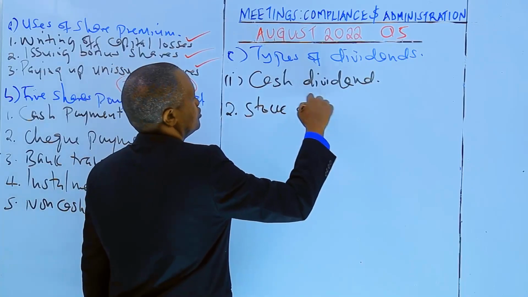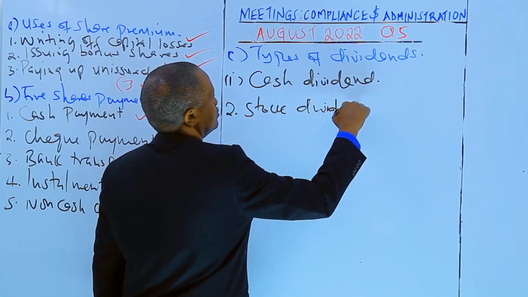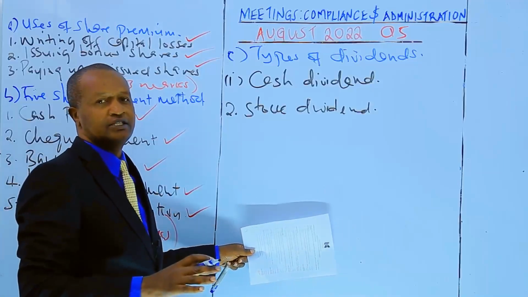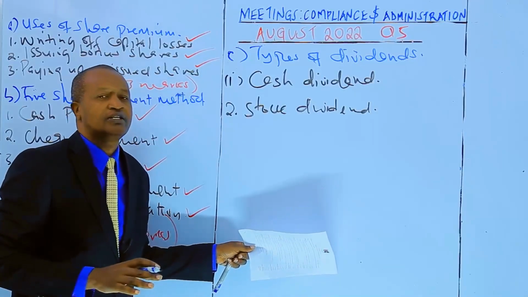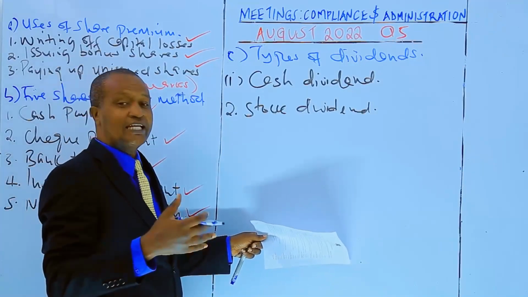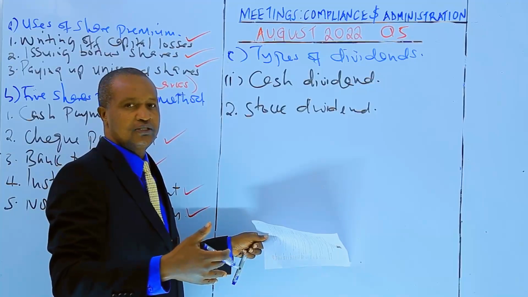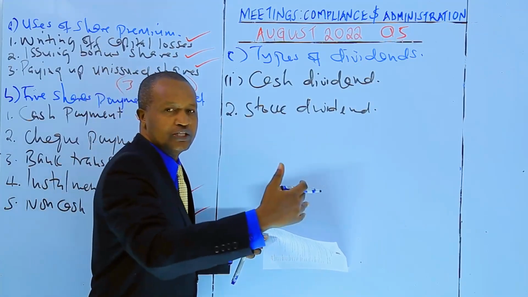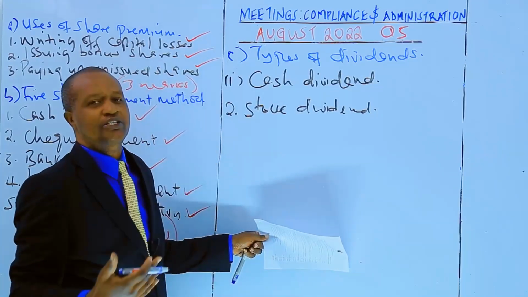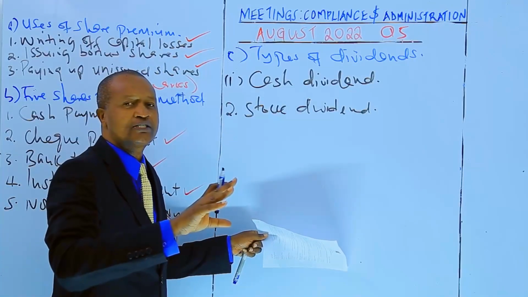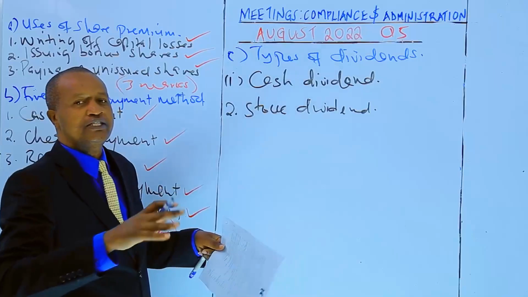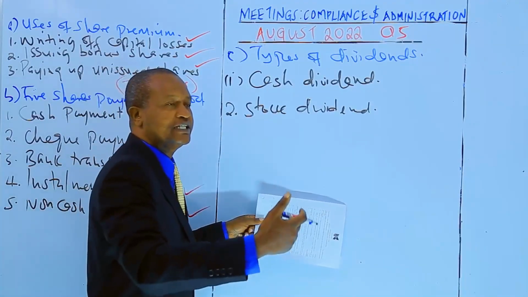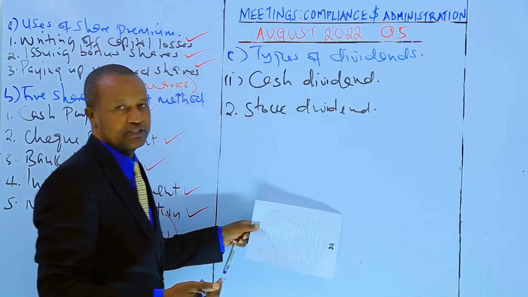2, stock dividend. Now, in a stock dividend, the company issues additional shares, right? These additional shares go to the shareholders instead of distributing cash. The shareholders receive additional shares in proportion to their existing shareholdings.